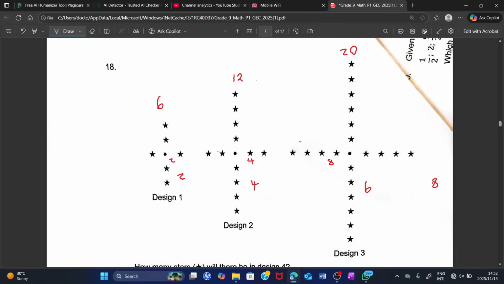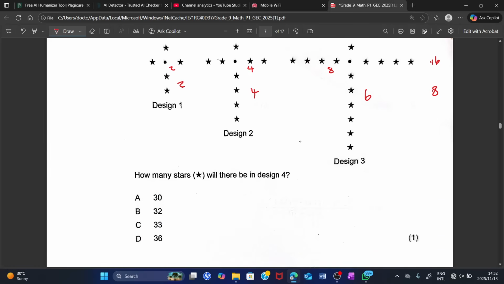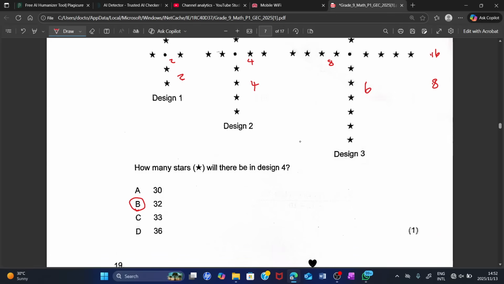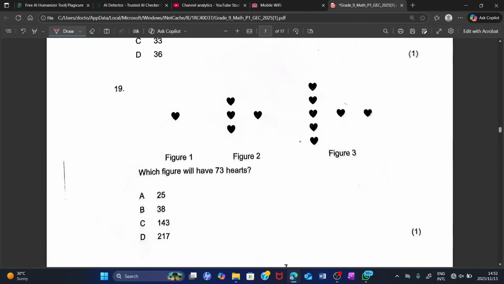1, 2, 3, 4. It will be 8 this side and 8 up there, and 16, 16. It will be 8, 8, it will be 16. All right, that's 32, right? That's 32. So the answer is B. The answer is 32. All right, now let's go to the next one.